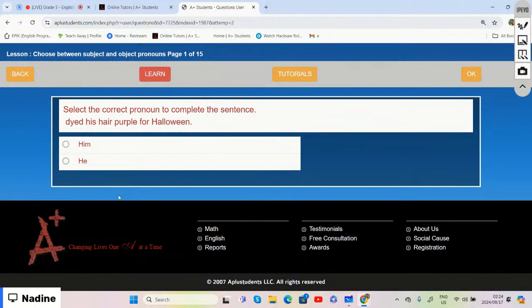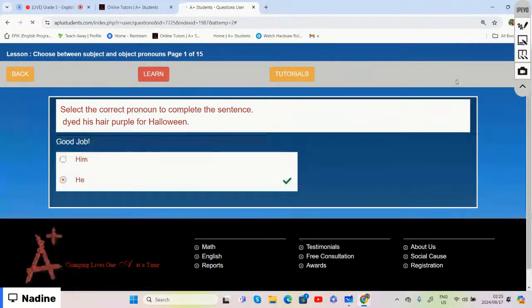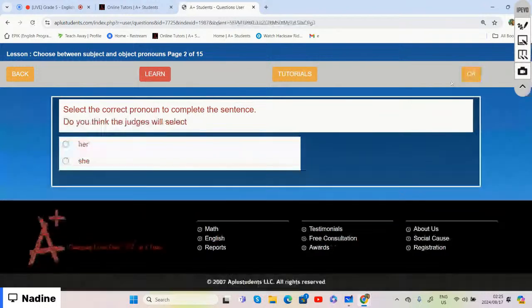All right. So do we say him dyed his hair purple for Halloween, or do we say he dyed his hair purple for Halloween? And if we were to choose the correct pronoun, we'll say he dyed his hair purple for Halloween. So well done. The next one says, do you think that the judges will select her, or do you think the judges will select she? We need to choose the correct pronoun.